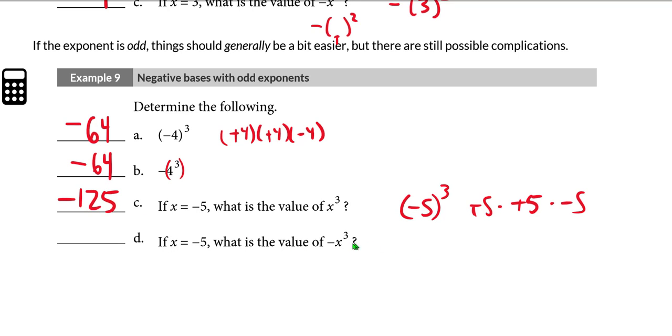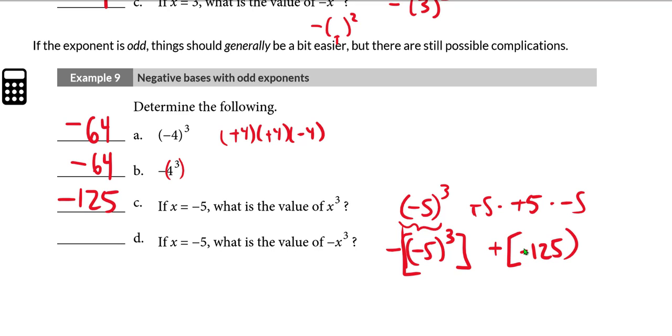And then finally, here we have a negative, and negative 5 is going in here. We already know from up here that all this is negative 125. That's what we got on our previous question, and now we have to multiply that outside negative by that inside negative, and we get positive 125. That is it for those pesky negative bases.